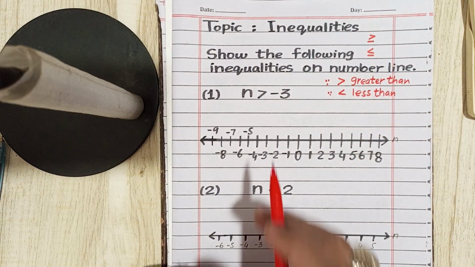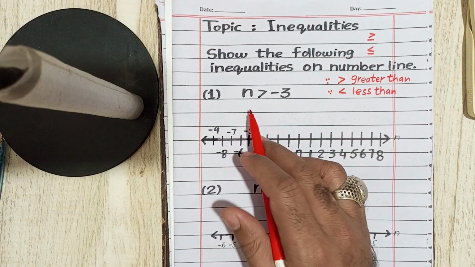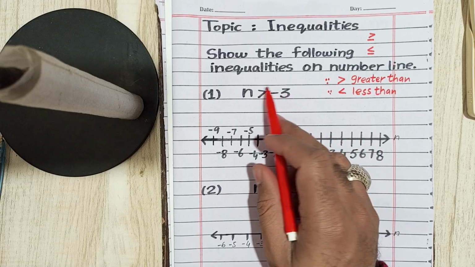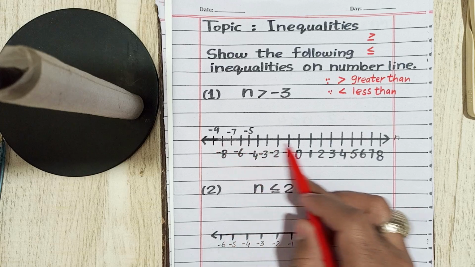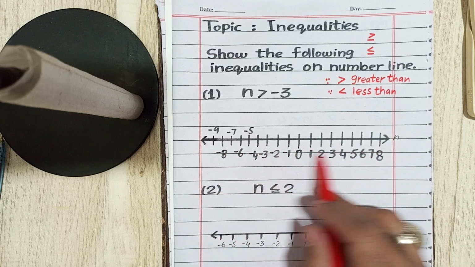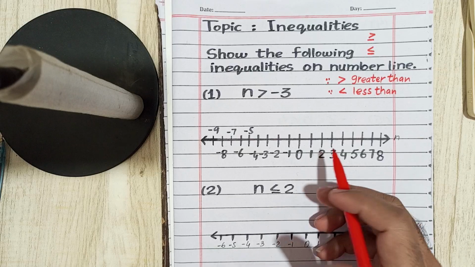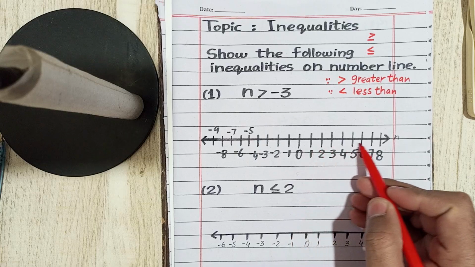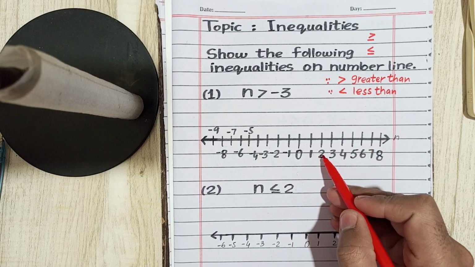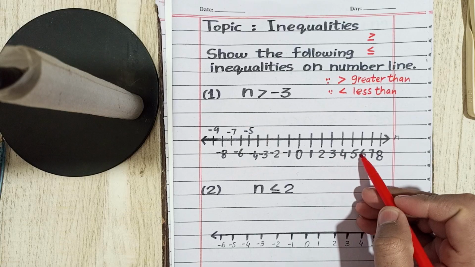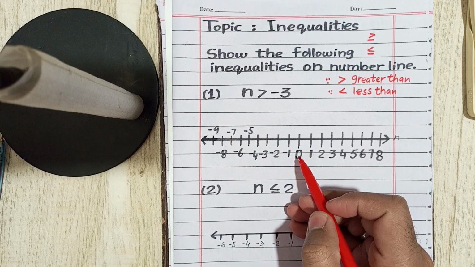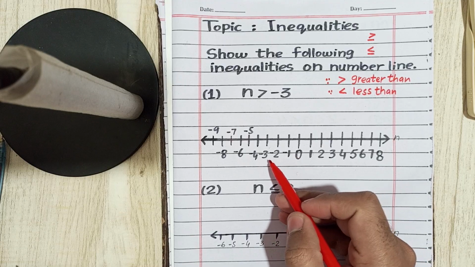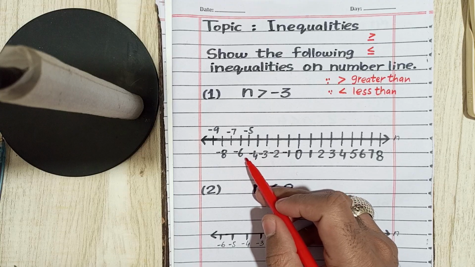So in our first question, we have n greater than minus 3. So we show this on number line. So we have a number line where we have a scale. In center we have 0, and on right side we have plus 1, plus 2, 3, 4, 5 and so on. And on left side of 0 we have negative 1, negative 2, negative 3, negative 4 and so on.